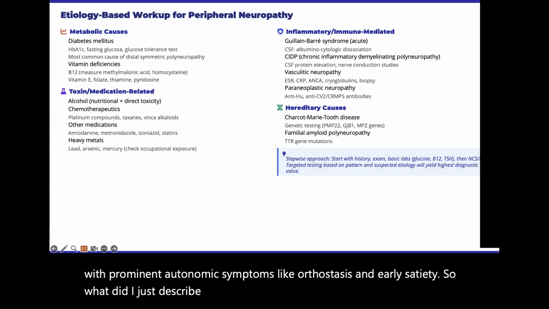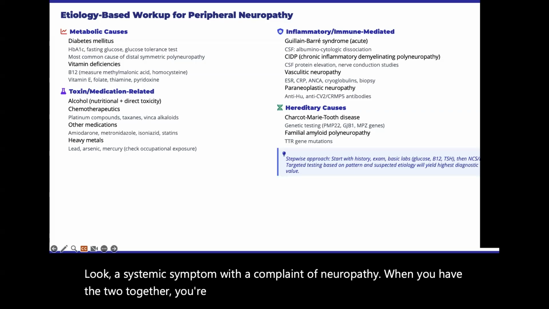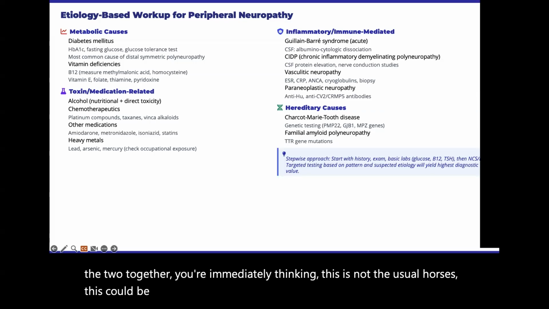Oh, look, a systemic symptom with a complaint of neuropathy. When you have the two together, you're immediately thinking, this is not the usual horses. This could be a zebra. I should think to look for something else.